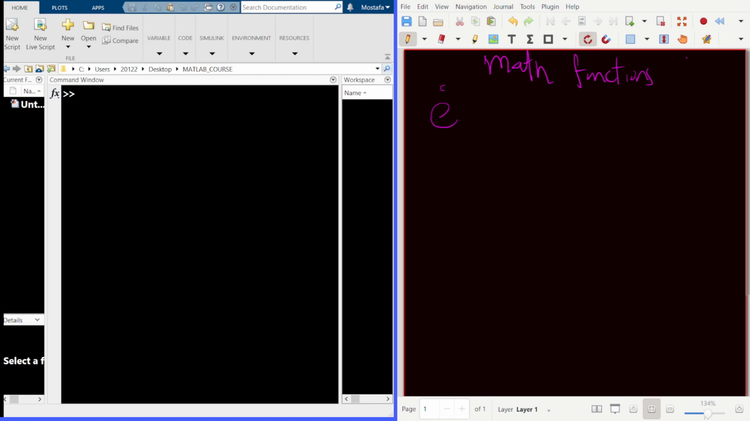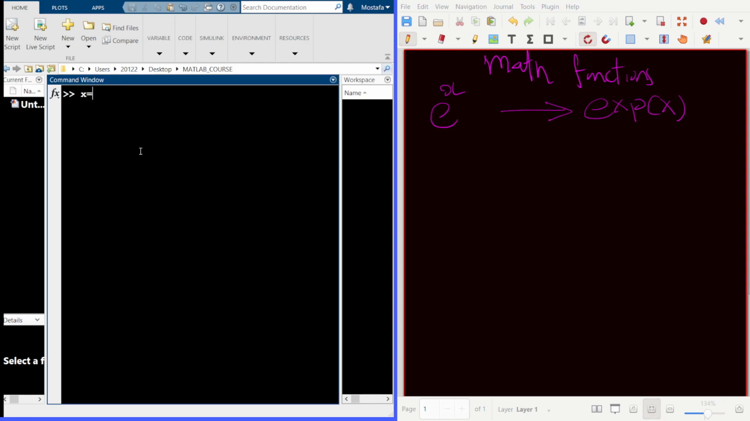For example, the exponential function. The way we write it in MATLAB is exp of x. So suppose, for example, you have x equal 1, and you were asked to calculate the exponential of 1. So that will be exp of 1, and the answer is 2.7183.